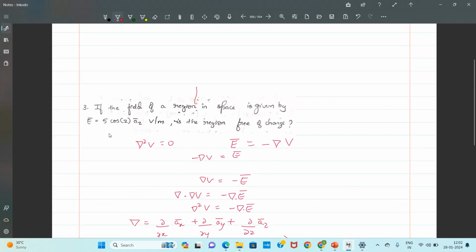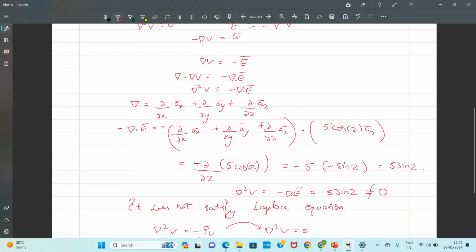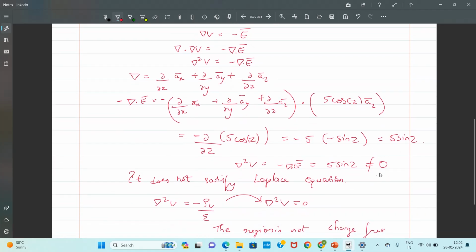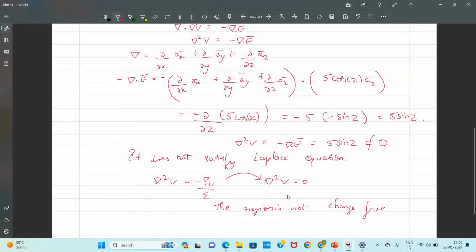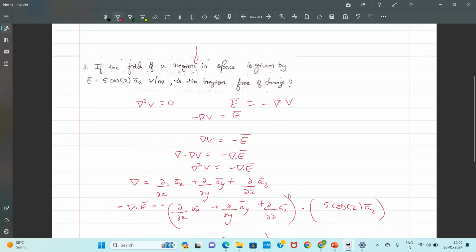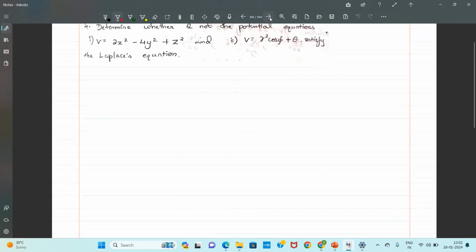So the question was, they have given you the intensity and they were asking whether this region is free of charge. But by using all this substitution and simplification, you found that the value of del square V is not 0, which indicates that the region is not charge free. So that should be your conclusion. You should say that the region is not charge free. I hope you have understood this problem. So we'll move on to the next question.